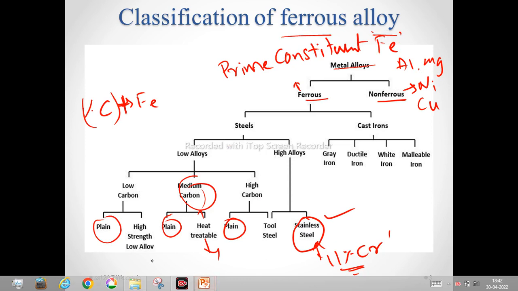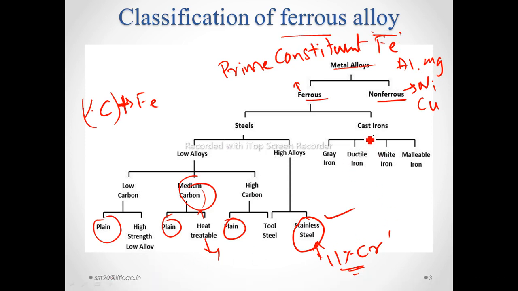So next we will have the cast irons. That was the steel classification, a very large tree. After this, cast iron has a very small tree. It consists of gray iron, ductile iron, white iron, and malleable iron. The names here are unique, and these names reflect a unique property. Due to this property, their names are given.